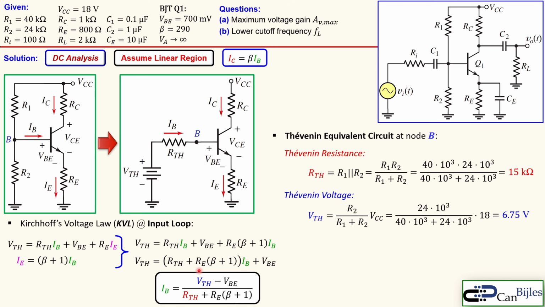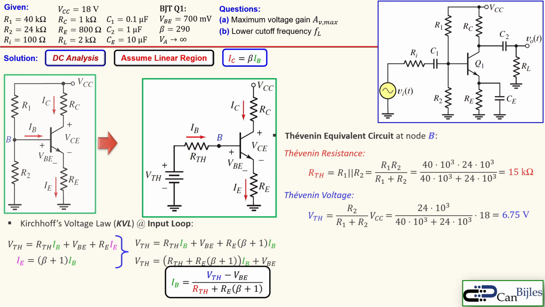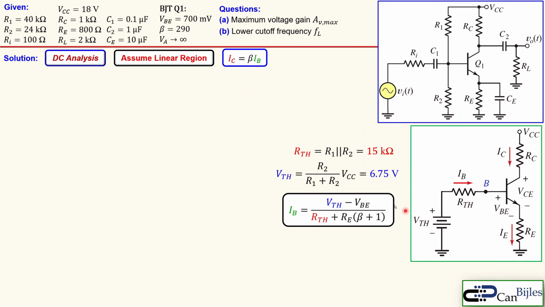So you now have a nice formula where you can calculate your DC base current, having the Thevenin voltage, the Thevenin resistors, and also the other parameters from the circuit. Alright, let's bring this here and use that for our next step, because the base current can now be calculated: 6.75 minus 0.7, which is 700 millivolts, divided by 15,000 plus 800 times 291. That is 24.41 microamps.